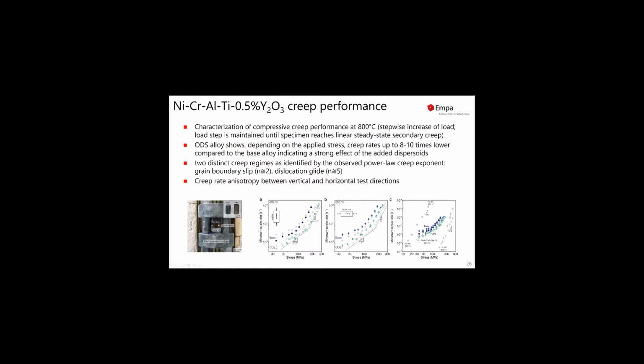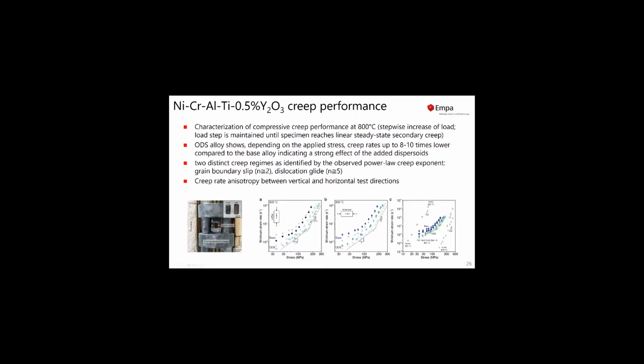dispersoids. We see two distinct creep regimes, as identified by the power law creep exponent that we see here. First we see a region where we have an exponent of 2, which is indicative of grain boundary slip. And then we have a region at higher stresses, which is indicated by an exponent of 5, which is indicative rather of dislocation glide. There is a certain creep rate anisotropy between the vertical and the horizontal test directions, and I think that can be explained by the elongated grains that we see, and also the pronounced textures.